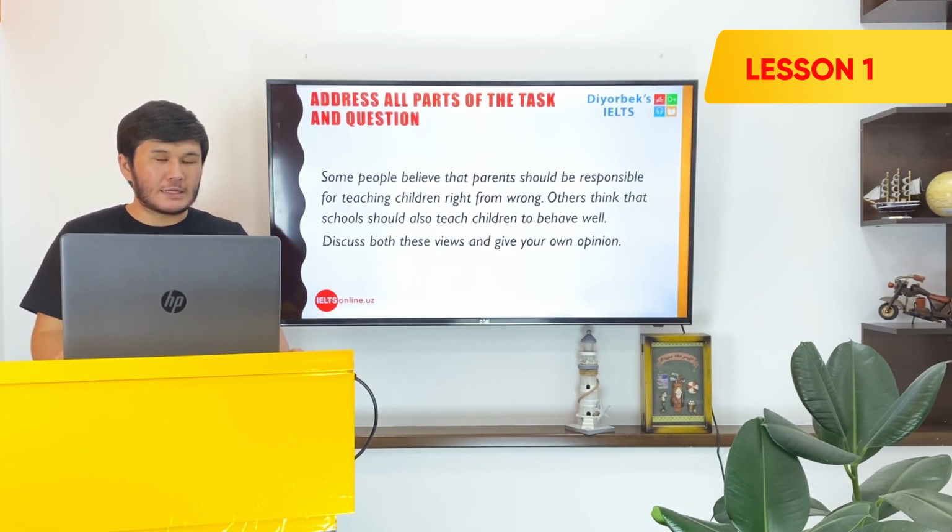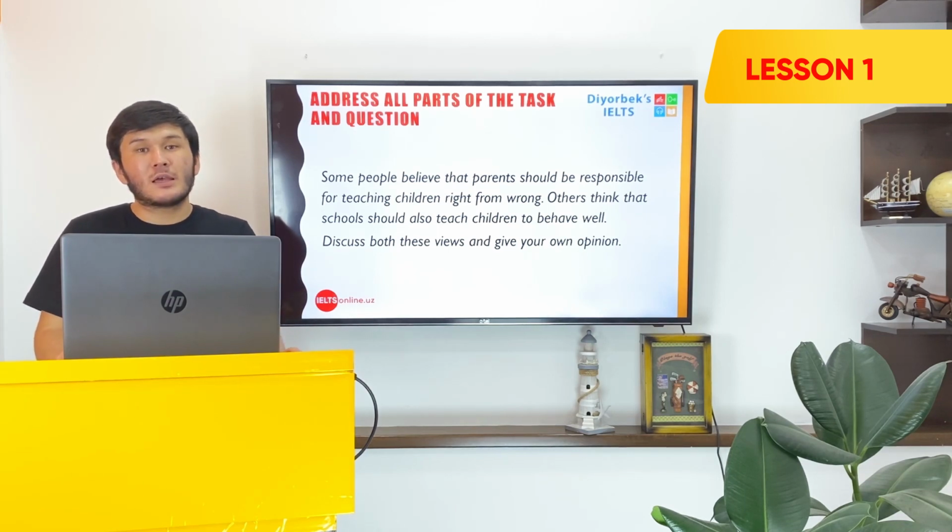So, all right, there are 3 parts to this essay question. The first part, what some people think. Some people think that parents should be the ones who are responsible for teaching children to behave well. The second view is the opposite or alternative view, which is that schools are responsible for teaching children to behave well.